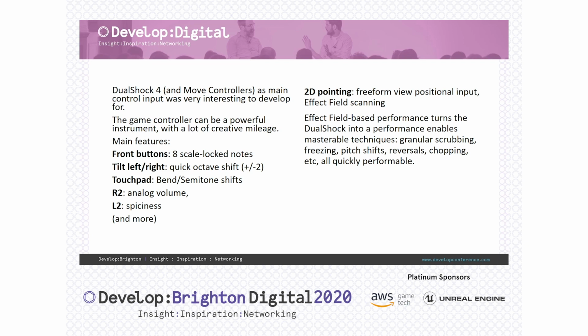You've got R2, which is the right trigger, for volume, expression, and L2 for spiciness, which is a bit complicated to explain, I think, in this presentation. But it's a bit like having an effect field attached to your trigger. So it can apply effects, basically. And then crucially, because the DS4 has gyros, you can point as you perform through this 2D space. So you can spend time mastering this input to learn techniques that are actually quite high concept in a way. You know, scrubbing granularly, freezing things, pitch shifts, reversals, chopping. It turns into an instrument, all these things that we normally spend ages tweaking with automation and in advanced tools.